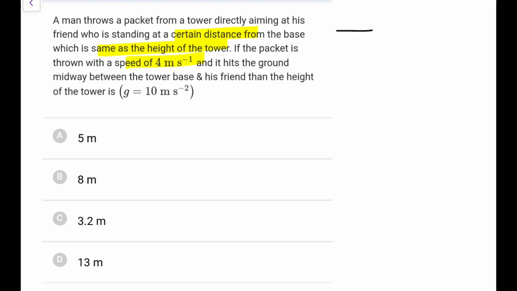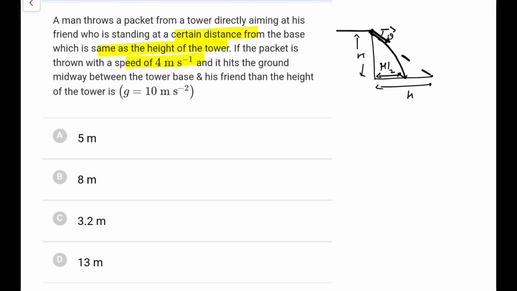So what we have, this is the tower, this is the person. So this is h, this is h. He intended to throw it like this, but because of gravity it went like this, and this distance is h by 2. So first of all we can directly say, if the packet is thrown with a speed of 4, aiming here like this, with h and h, this angle is 45 degrees.